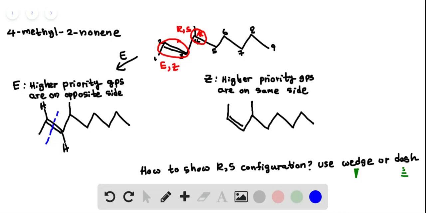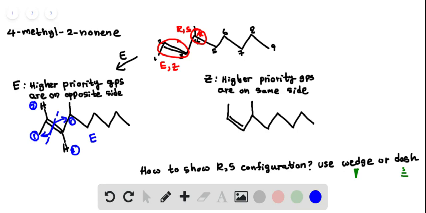If you consider the left side, there's a hydrogen atom here and there's a methyl group here. The methyl group has higher priority, therefore this is 1, 2. And on the other side, the same thing: the hydrogen has lower priority and the other group has the higher priority. Here 1, 2. Now look, the two number ones are on the opposite side, therefore this is the E configuration.